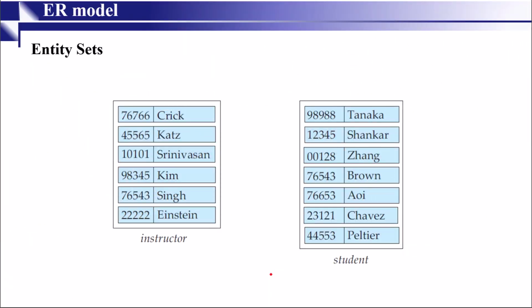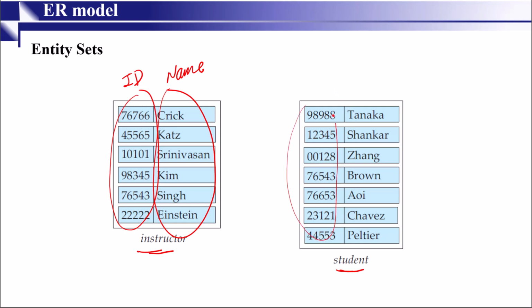Here we see two concrete examples of entity sets. Entity set instructor and student relation is here. You can see the first column here is ID and the second column is name, right? The instructor table lists faculty members with IDs and names, while the student table does the same for student ID and student name. Notice how each row represents a unique entity. So these are entities in our table.